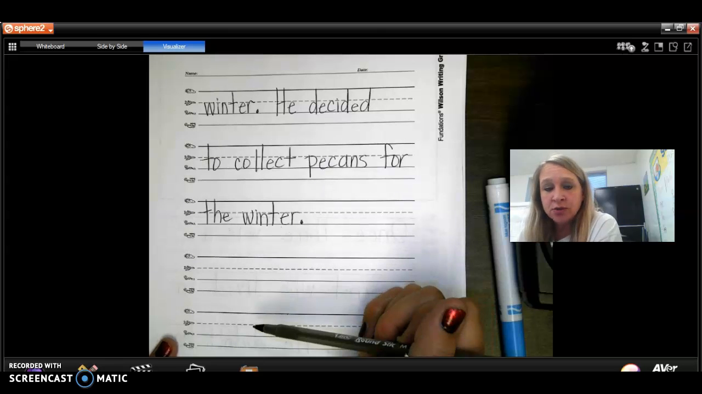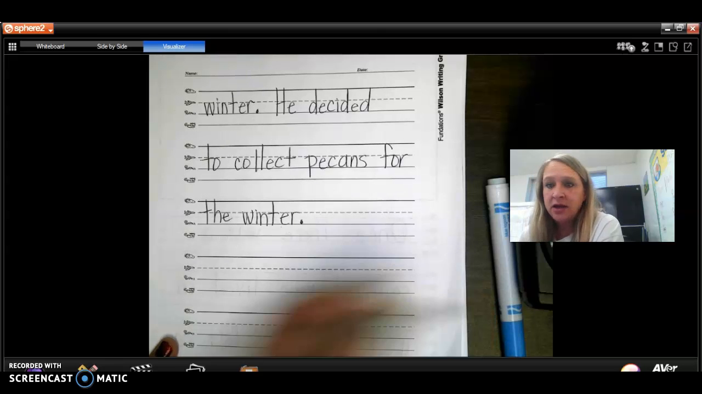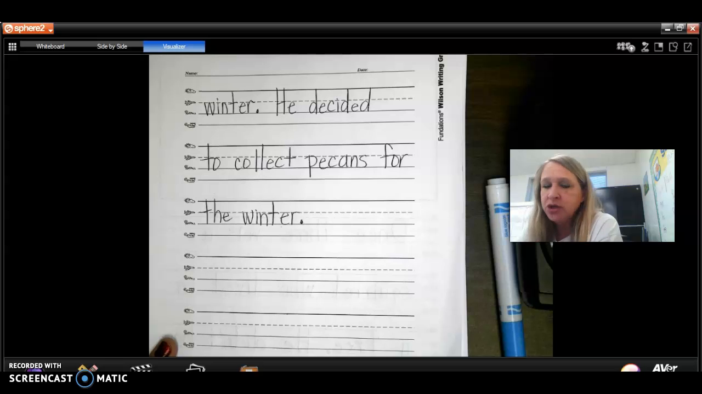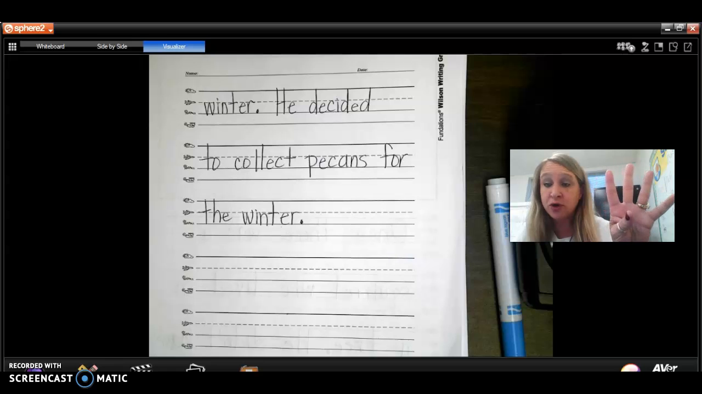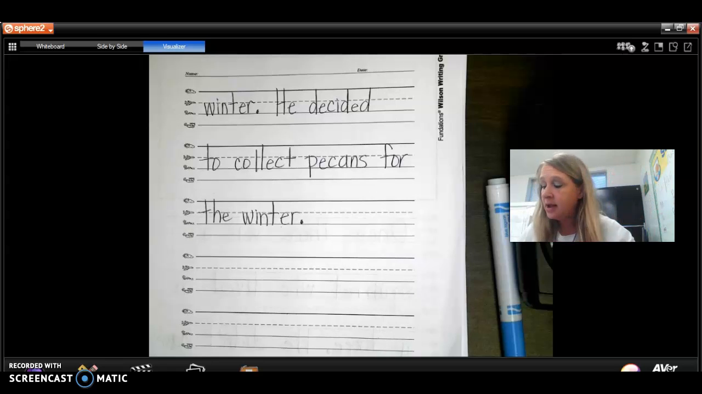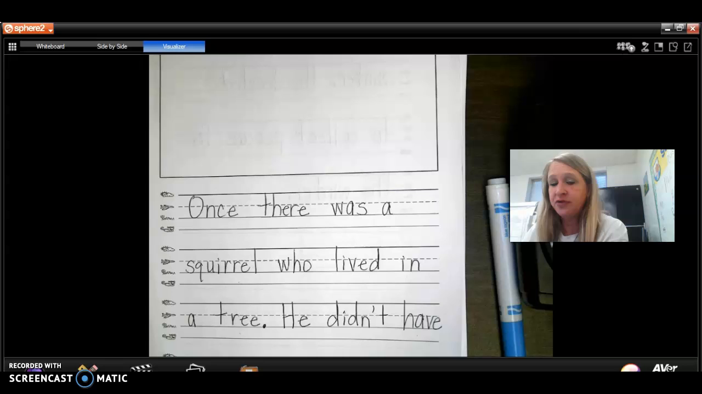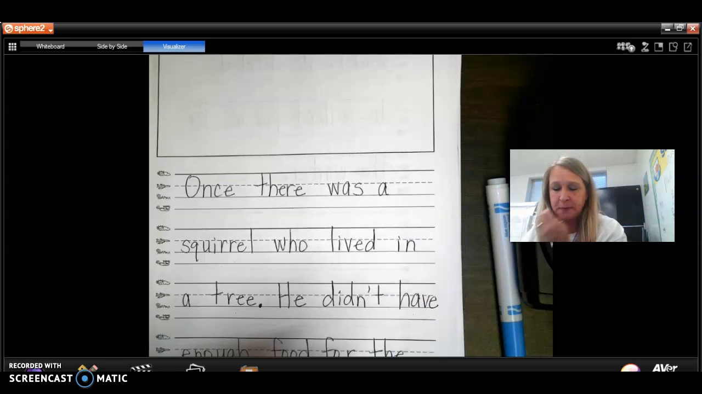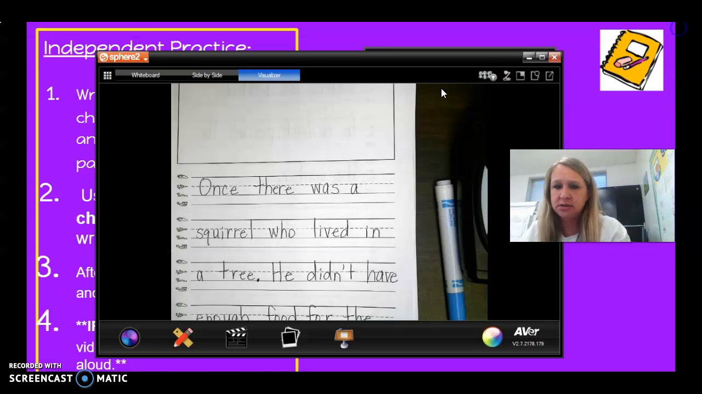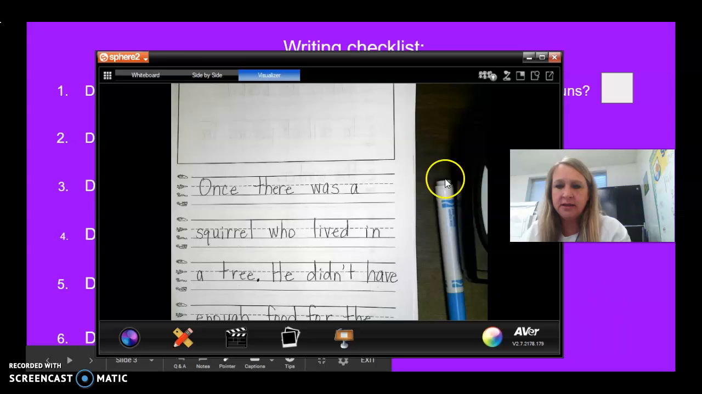If you want to write more sentences than that, you are perfectly welcome. You don't have to write a whole page, but you do need to include your character, your setting, your problem, and your solution. Those 4 things need to be in your story. And these are some other things that you need to have in your story. It is called a writing checklist. And it looks like this.